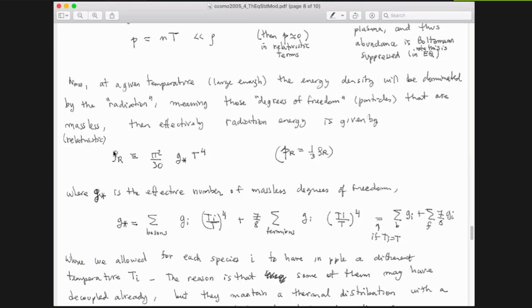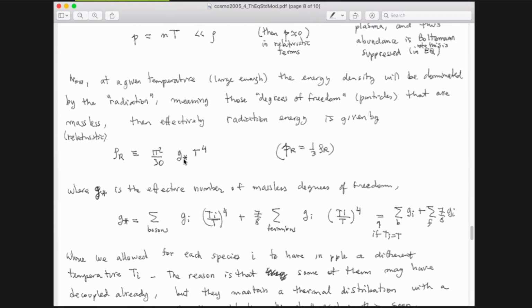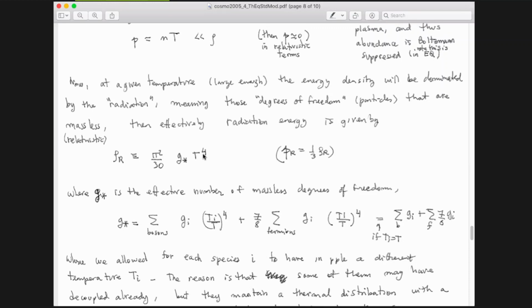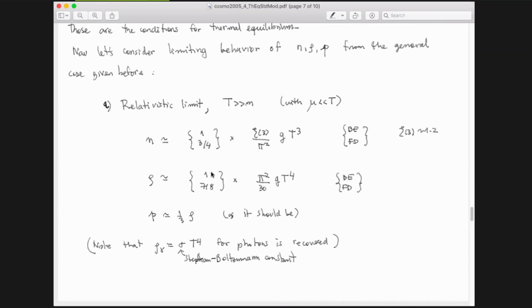So now you see rho r goes like T to the power 4, and rho r is nothing but H square. So H square goes as T to the power 4, so H goes as T square. This is a very important thing we have found today. H, the Hubble parameter, goes as T square in the radiation dominated universe.